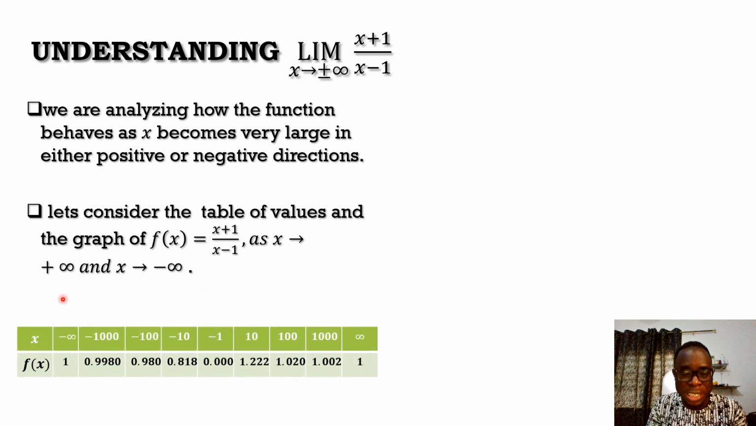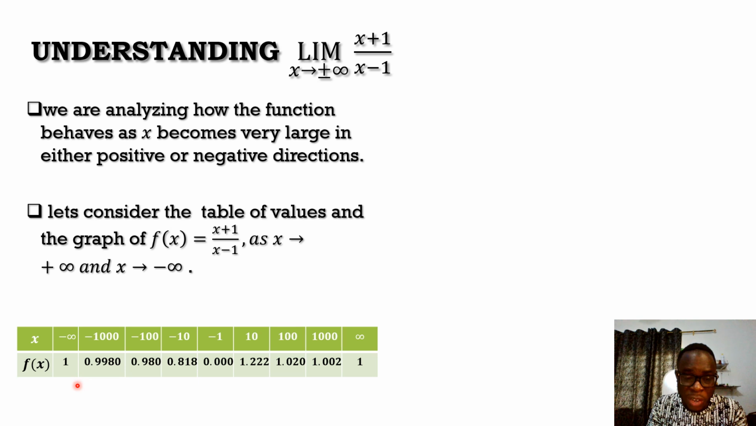So let's look at this particular table. We have the x here, we have the f of x here. Negative infinity, -1000, -100, -10, -1, 10, 100, 1000, and infinity. We have selected this particular range of numbers from negative infinity to infinity to look at the behavior of the function when x is approaching infinity.